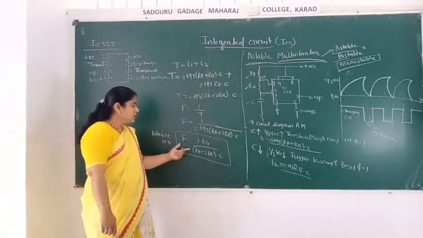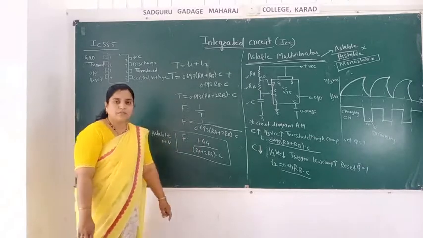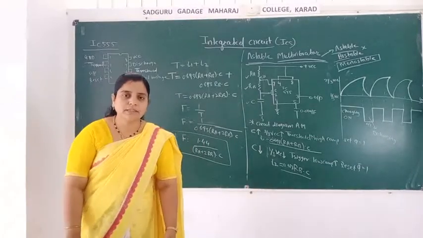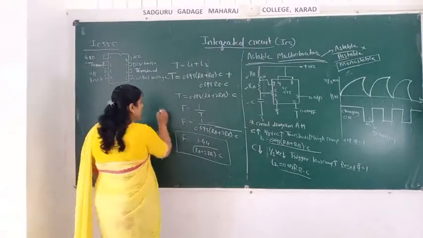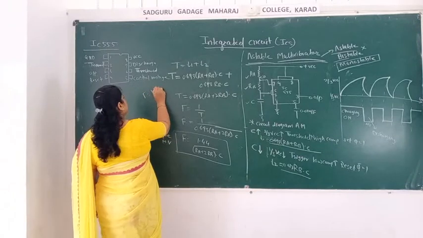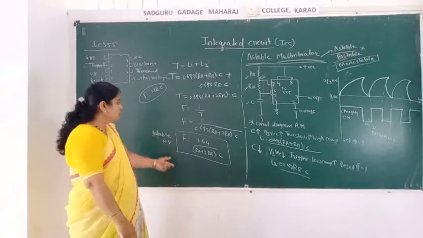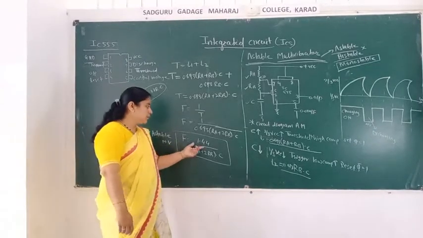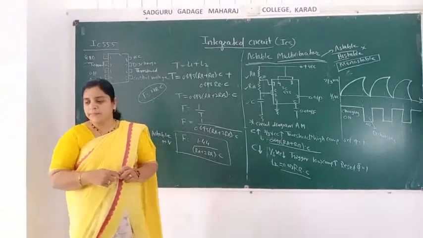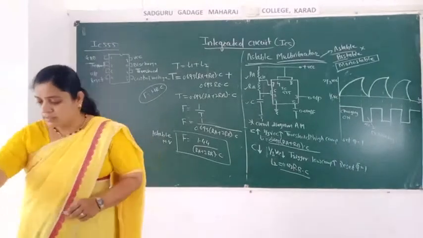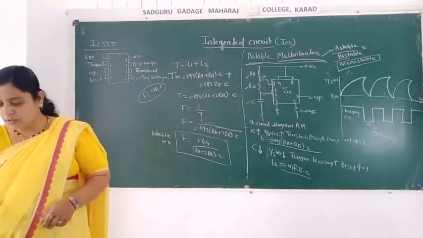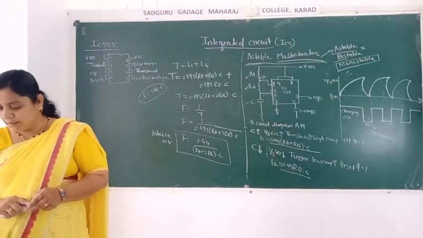Each and every formula is different. For the monostable multivibrator we have seen F is equal to 1.1 upon R into C. For the astable multivibrator, F is equal to 1.44 upon (RA plus 2RB) into C, that we have seen for the astable multivibrator.